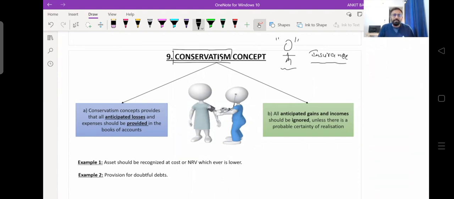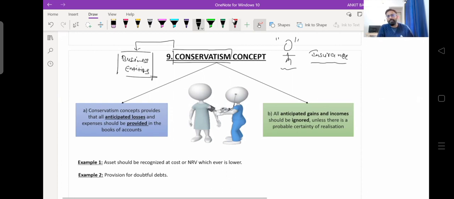Similarly, this concept is applicable for business entities also. Whenever business entities prepare their books of account, they have to follow the conservatism concept. Why do they follow it, and what is its importance and applicability? We will discuss this concept in detail with one example.